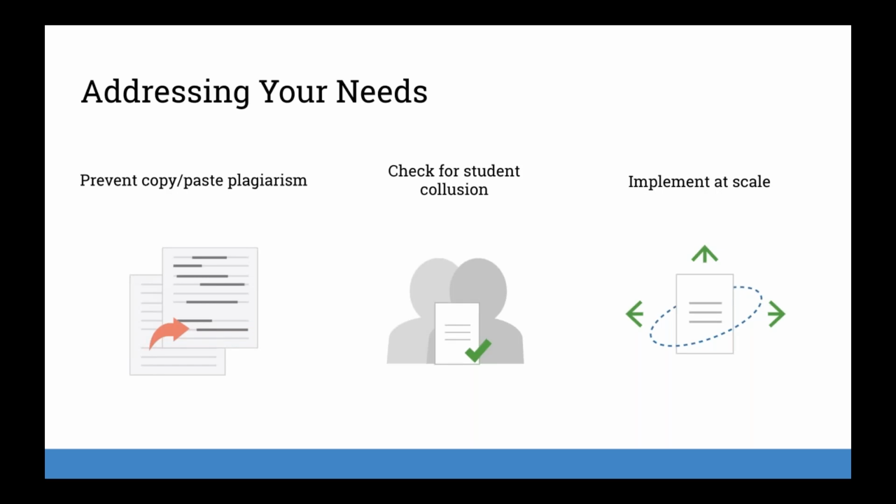First things first, SimCheck still addresses your needs, the same needs that you probably had before. So it will prevent copy and paste plagiarism taken from the internet. It will check against student collusion. So your papers are compared against your internal database, and it is easy to implement at scale. So it's actually much easier to implement if you're using it in your institution, or if you want to implement it in your whole department, or across a couple of institutions that want to create a consortium.